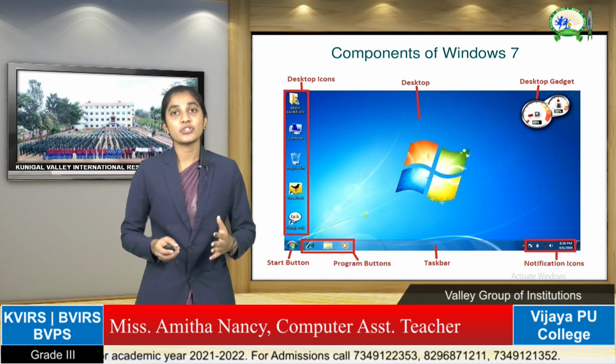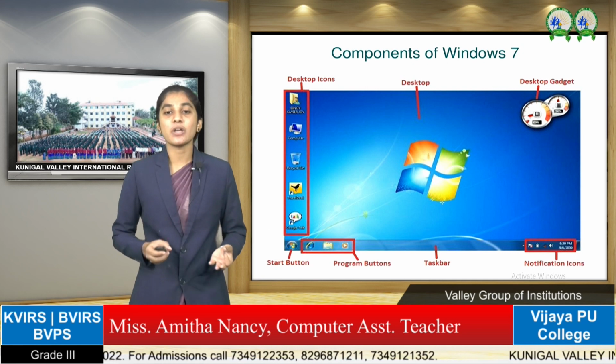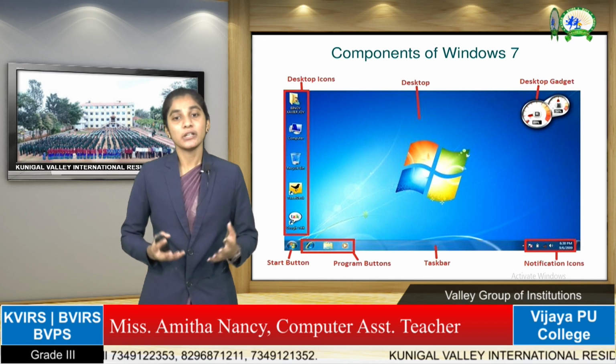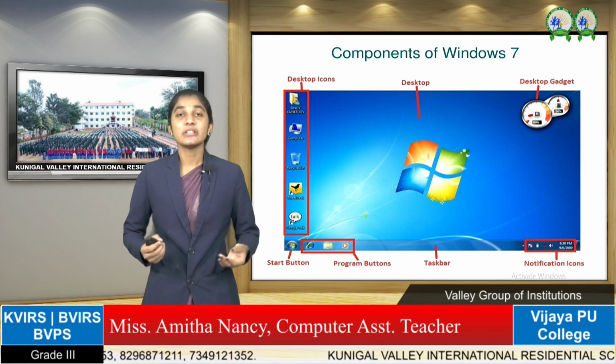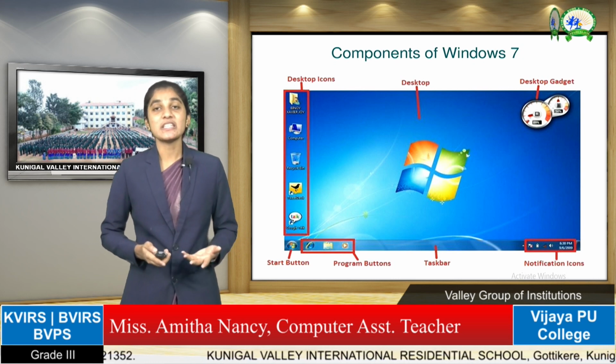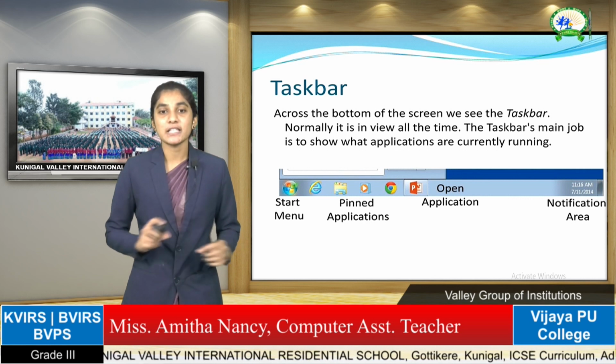So in the notification section you can connect to internet, you can change the date and timings, also you can see the date and timings, you can control the volume of the computer, and when you have connected any hardware devices, you can see them in the notification section. So first one we have taskbar.